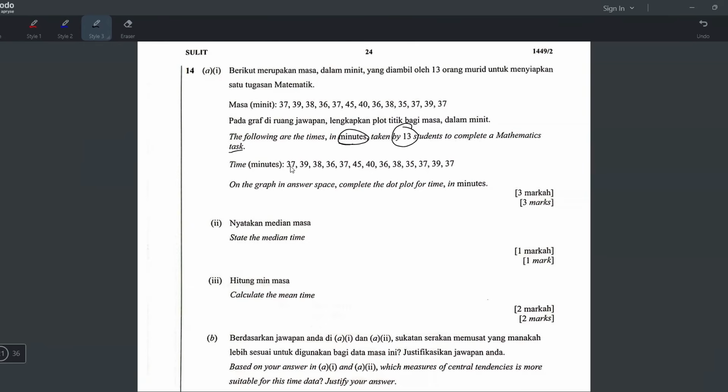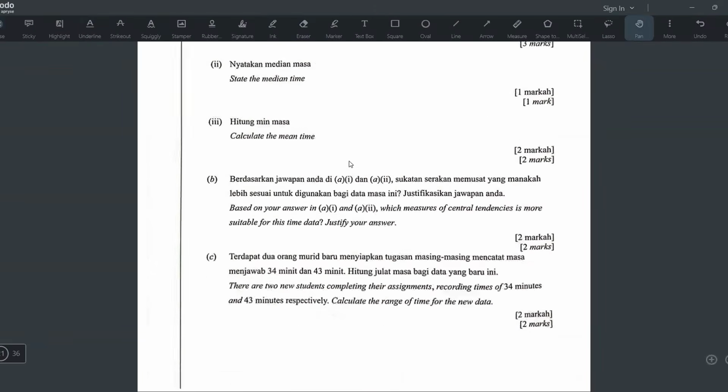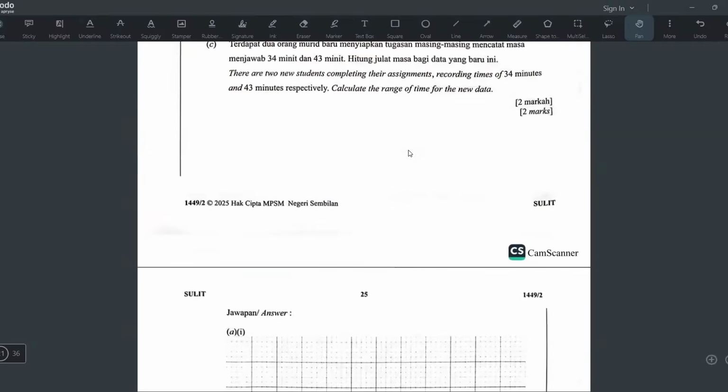So this is the time taken in minutes, the data about time in minutes taken by 13 students. 1, 2, 3, 4, 5, 6, 7, 8, 9, 10, 11, 12, 13. So the N is 13. On the graph in the answer space, complete the dot plot for time in minutes. 3 marks. Okay, where's the dot plot? Oh, that's how they ask.